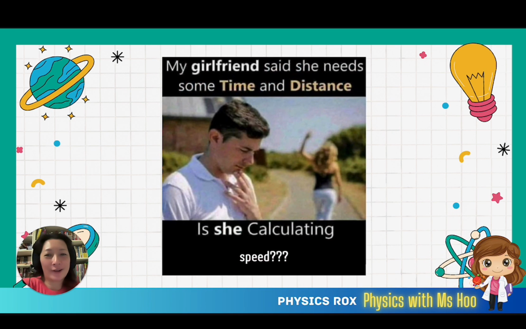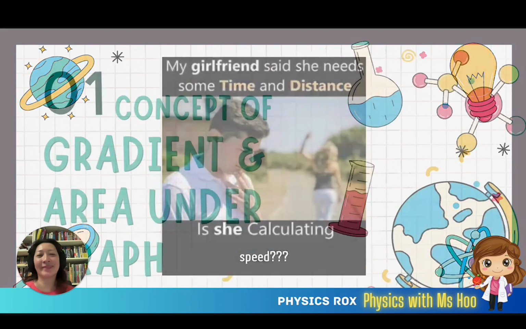Here's a little meme for you. So if, let's say, your partner wants some time and distance, is she calculating speed? Alright, so in case you didn't know, I like memes and lame jokes. I just found this funny. But anyway, let's move on.